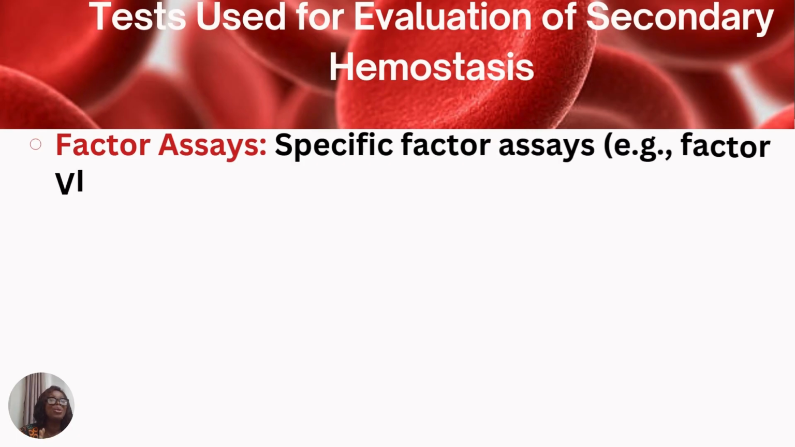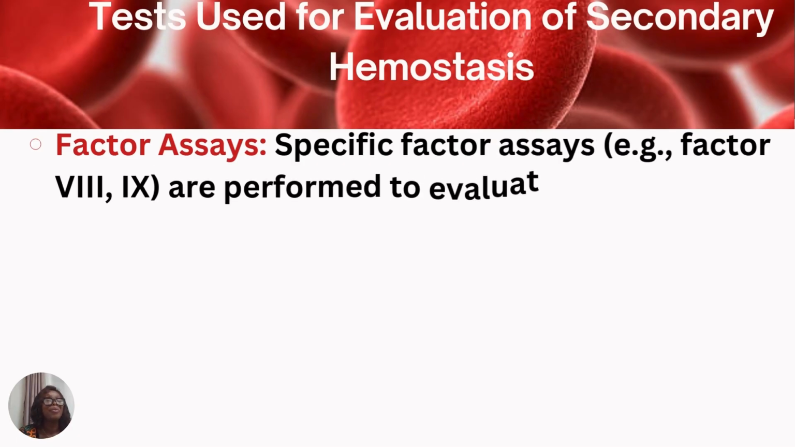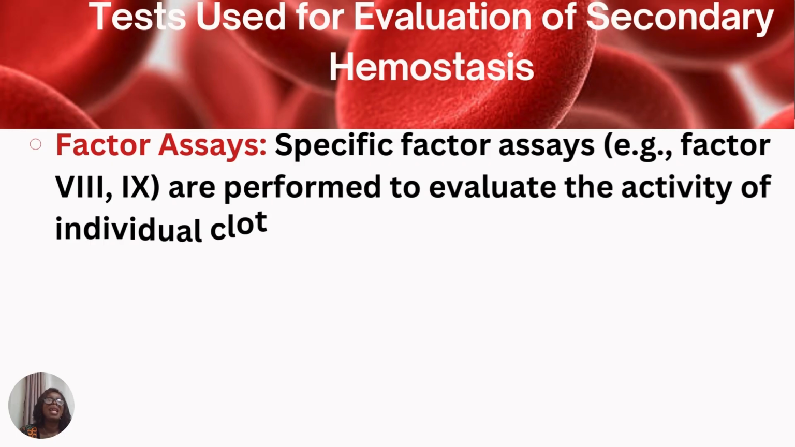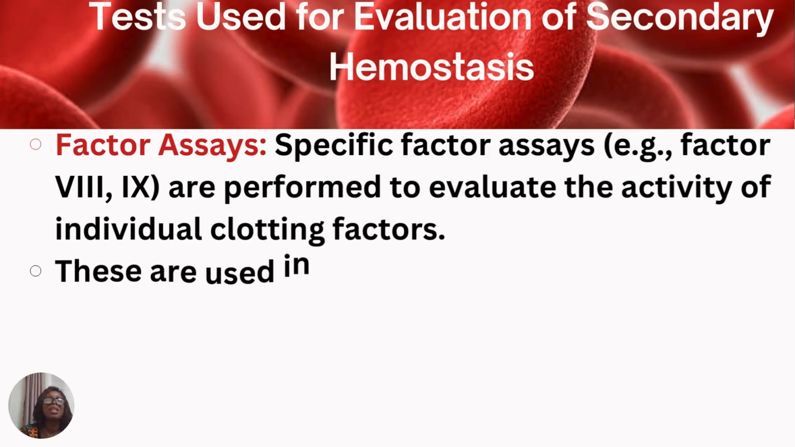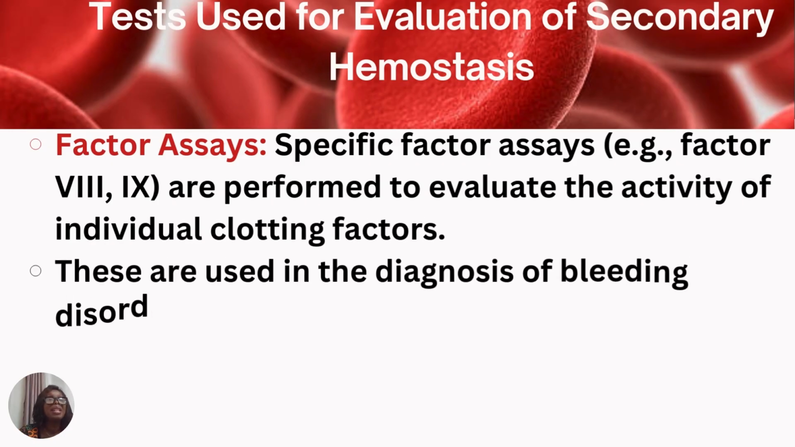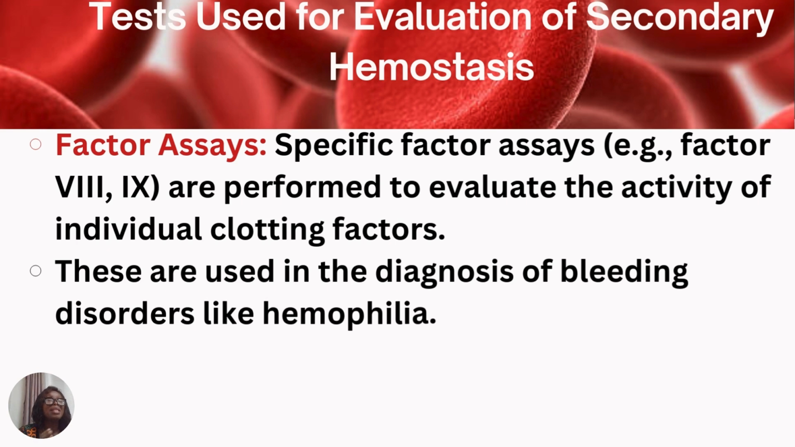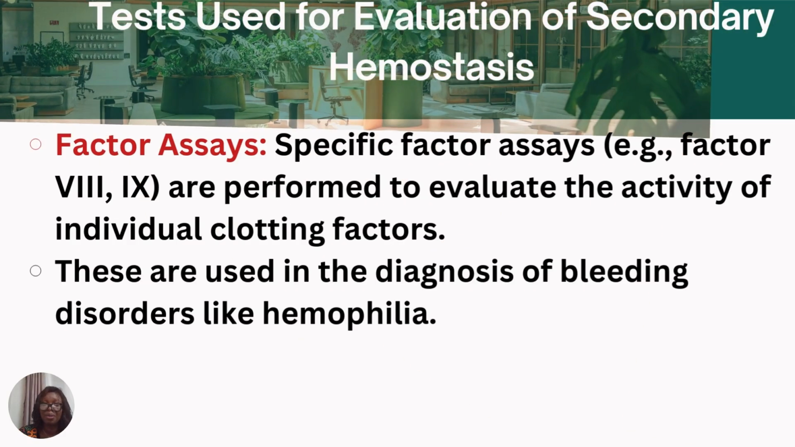Then we can also do what we call factor assay. Factor assays, like assessing specific factors like factor 8, factor 9. These tests are performed to evaluate the activities of individual clotting factors. They are used in diagnosis of bleeding disorders like hemophilia. Hemophilia is associated with factor 8 and factor 9. So you can do assay for the individual factors.